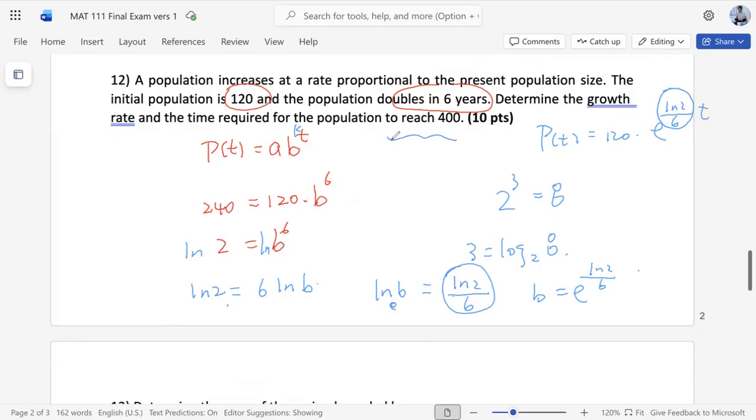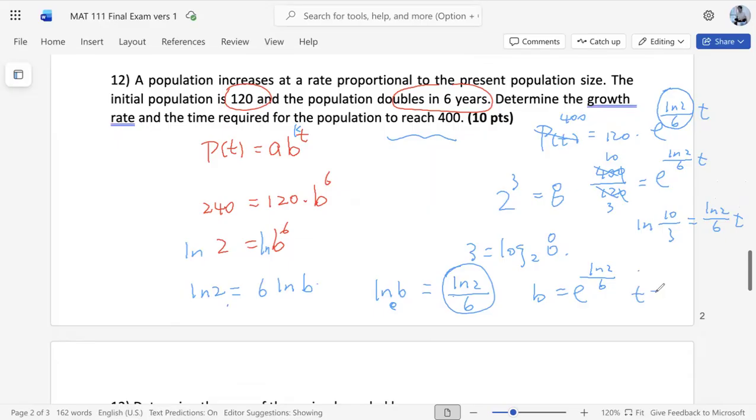Then how long does it take us to reach 400? We set this equal to 400. So we have 400 divided by 120 equals e raised to kt, which is ln2 divided by 6 times t. You can calculate this as a value. Simplify by 4, that's 10 over 3. Then take ln again. So ln of 10 over 3 equals ln2 divided by 6 times t. Then ln e just becomes 1.